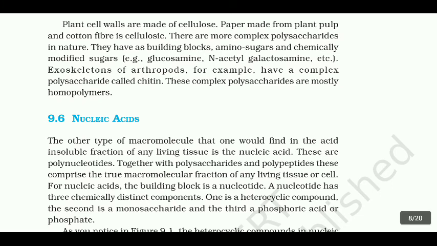9.6 Nucleic acids. The other type of macromolecule that one would find in the acid insoluble fraction of any living tissue is the nucleic acid. These are polynucleotides. Together with polysaccharides and polypeptides, these comprise the true macromolecular fraction of any living tissue or cell. For nucleic acids, the building block is a nucleotide. A nucleotide has three chemically distinct components. One is a heterocyclic compound, the second is a monosaccharide, and the third is a phosphoric acid or phosphate.